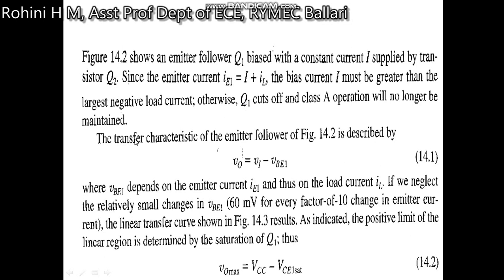Okay, so next, the transfer characteristics of the emitter follower are described by the output expression: Vout is equal to V1 minus VBE1.